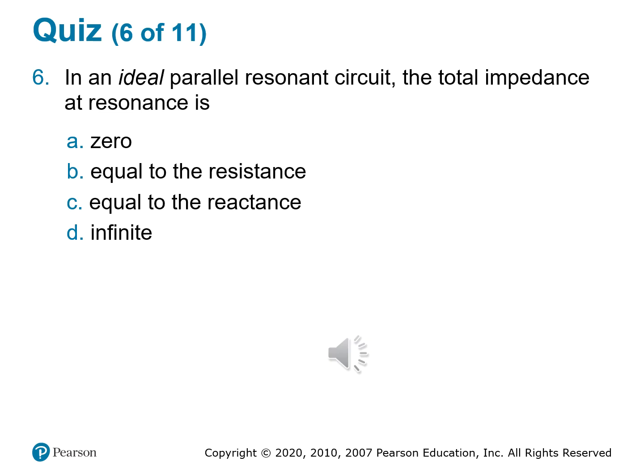Question number 6. In an ideal parallel resonant circuit, the total impedance at resonance is which of the following? A, 0, B, equal to the resistance, C, equal to the reactance, or D, infinite. Go ahead and pause the video. Thank you for returning, and the correct answer is D, infinite.